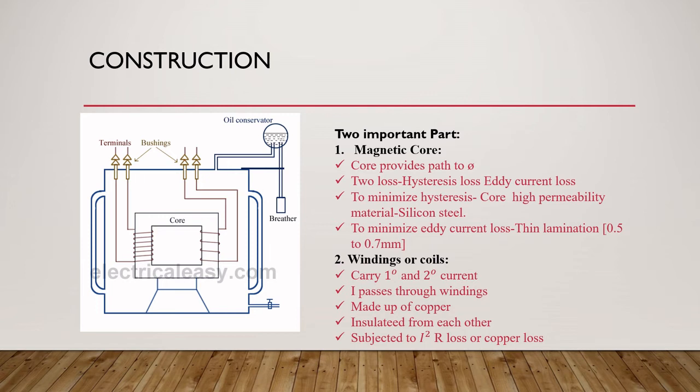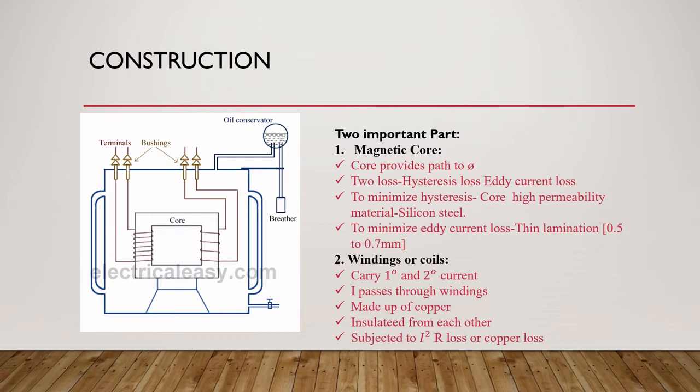Because there are two losses in the magnetic core, one is the hysteresis loss and another one is the eddy current loss. To minimize the hysteresis loss, we have to keep our core with high permeability material. So usually we use silicon steel as the material. To minimize the eddy current loss, we have to laminate the core path. That is a very thin lamination, about 0.5 to 0.77 mm.